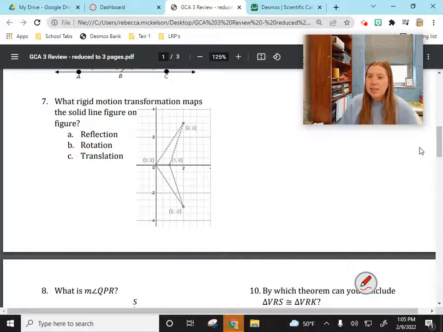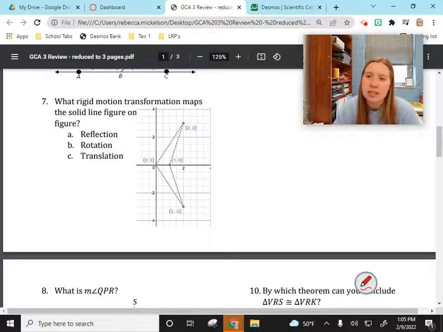Number 7 is just a little test about our transformations. We did our whale project for this unit, our transformation project. What is the rigid motion transformation? Oh gosh, I read that wrong. What rigid motion transformation maps the solid line figure?